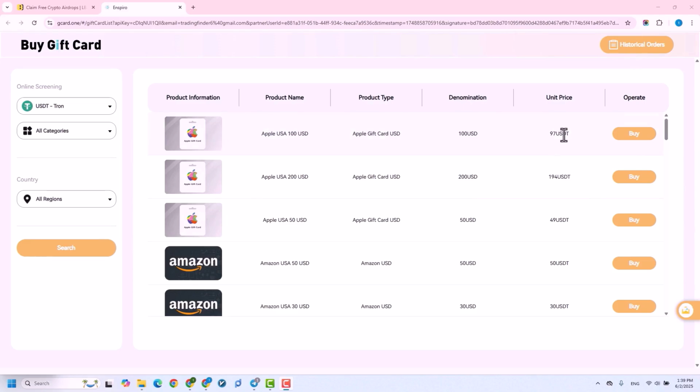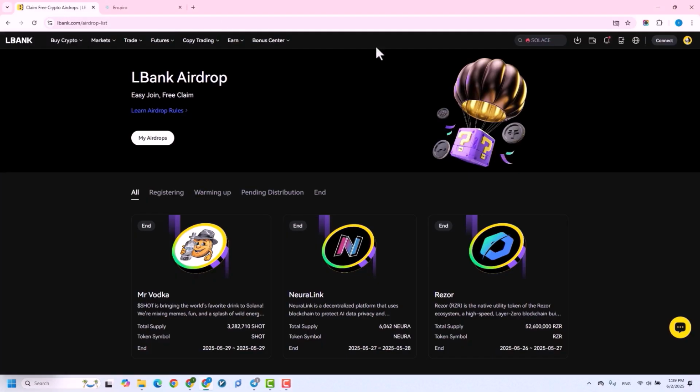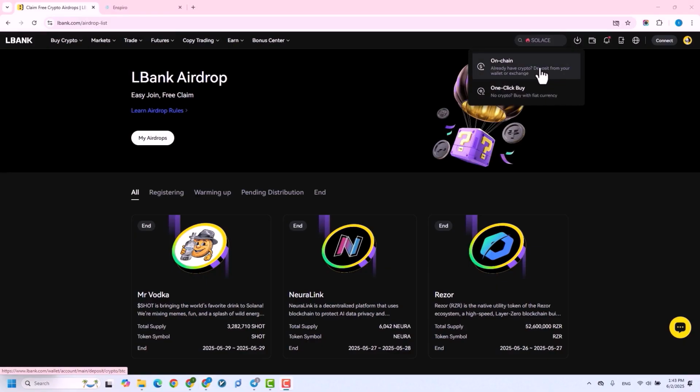In this section, the information related to the gift card will be displayed to you. The next section is related to the deposit option in this exchange. This section includes two options, one chain and one click buy. In the first part, if you already have cryptocurrency, you can use this option to transfer the crypto directly from your personal wallet or another exchange to your LBank account.